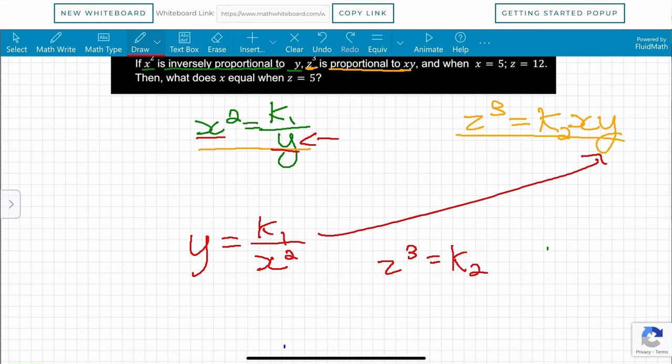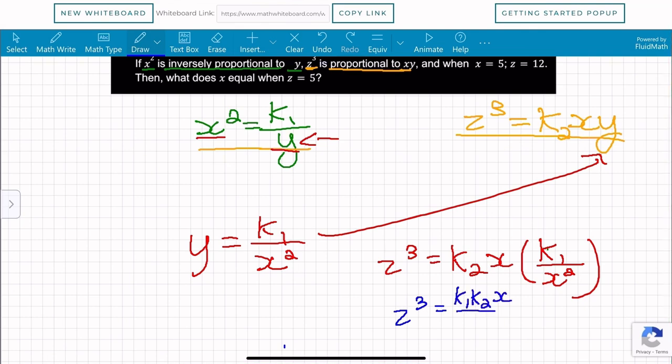Now we're going to be using this to plug it into the second equation. So that's going to turn out to be z to the third is equal to the constant 2 times x times this value that we just solved for over here, the constant 1 over x squared. So now we're going to rewrite this. You could say you could distribute, but you're not really. You're just going to multiply these two together. You're going to get the constant 1 times the constant k times x all over x squared.